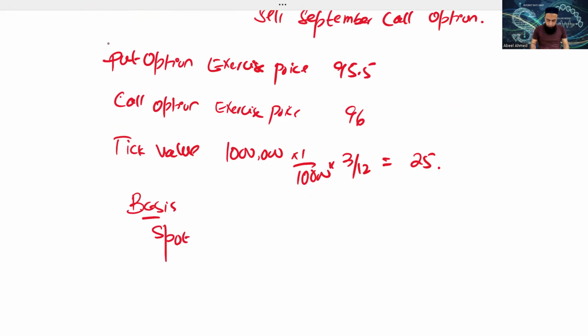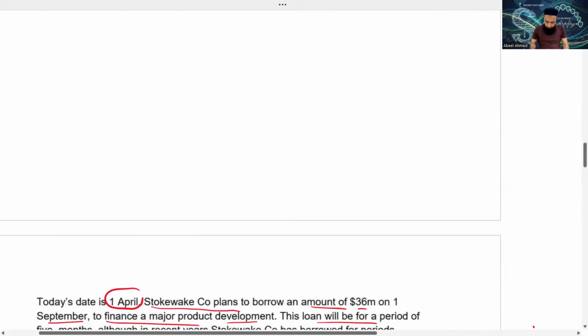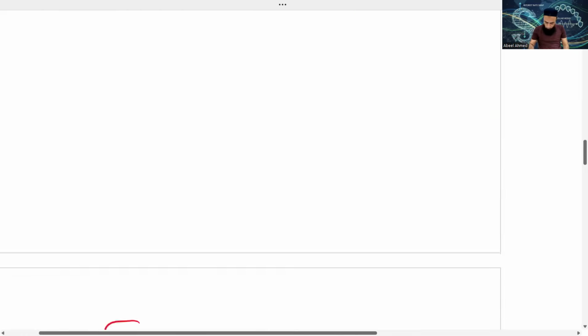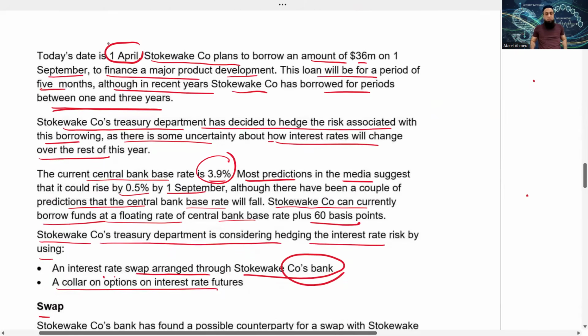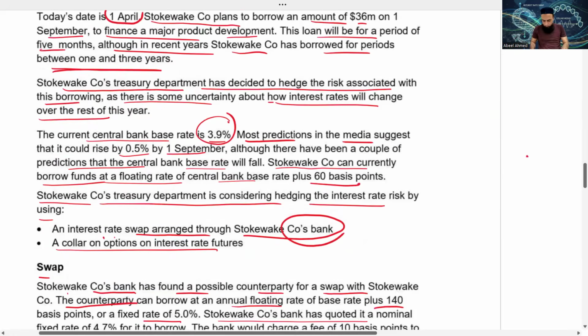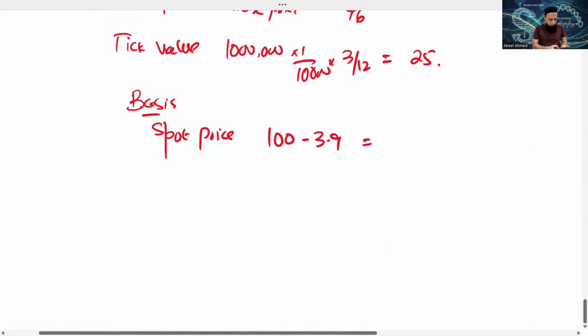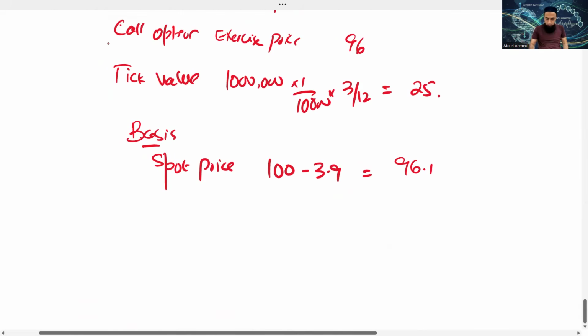Spot price, 100 minus LIBOR. If you read the question, today's base rate is 3.9%. Let me show you where this 3.9 is. Yes, here. Current central bank base rate is 3.9. So 100 minus 3.9 is 96.1.